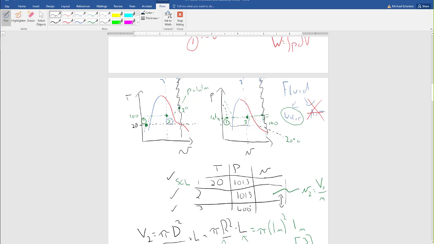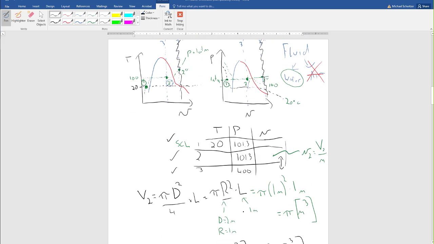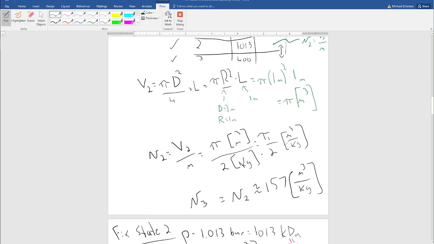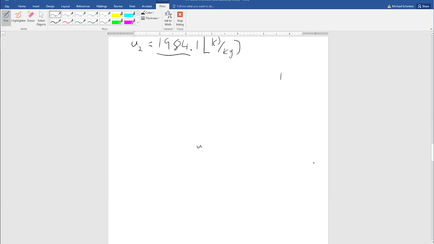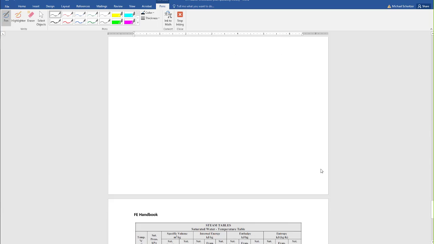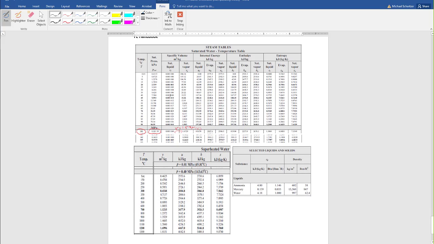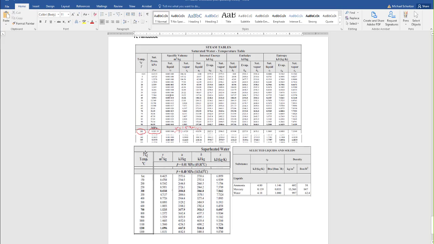So I have to ask the same question, but now I'm going to look at a different row on the table where my pressure is 400 kilopascals. I look back at the tables, and it doesn't really fit, but they gave me a superheated water table for a pressure of 0.4 megapascals, which is 4 bar. So I'm going to copy this table up.